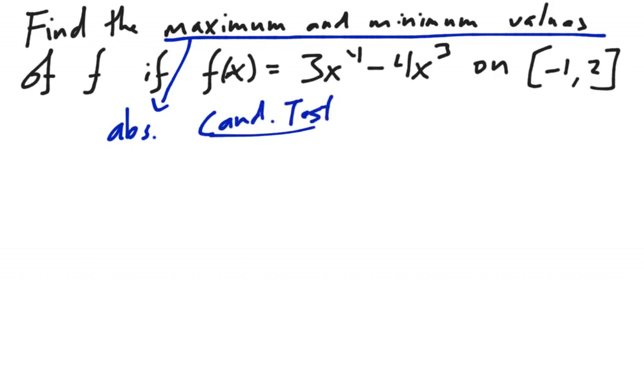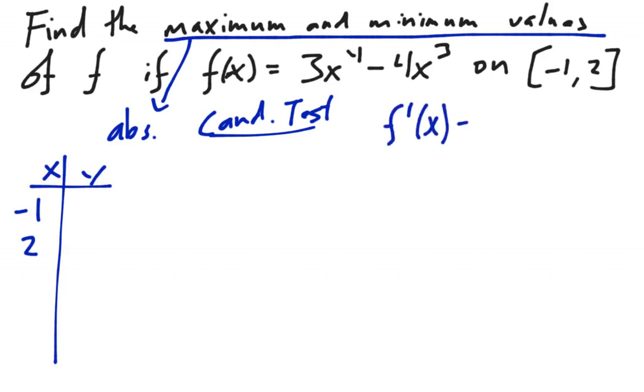So we'll start off with our x and y chart. Here it is. We'll start with our endpoints. We have -1 and 2. And then what we need to do is find the critical values. So we take the derivative of f, and we get 12x to the third minus 12x squared. Now we're going to set it equal to 0.